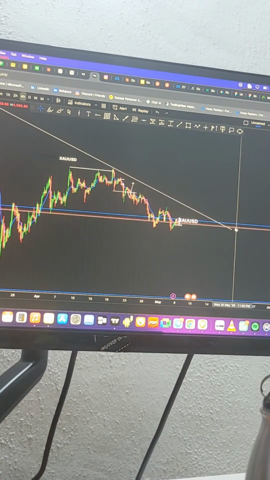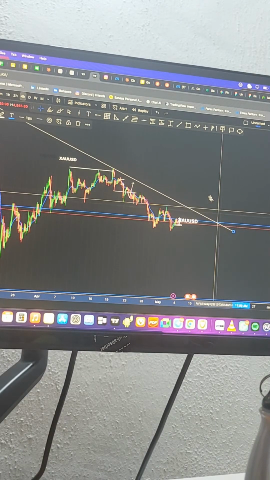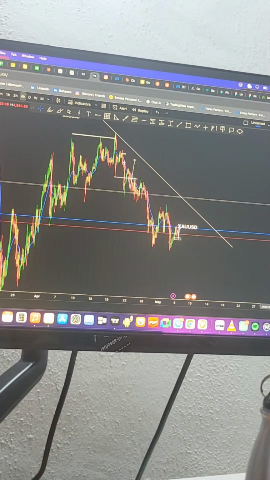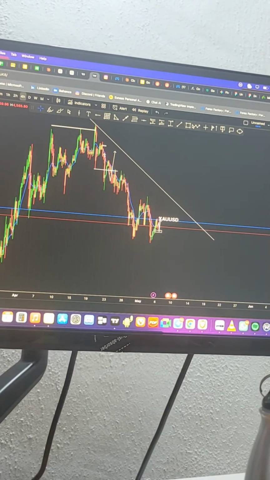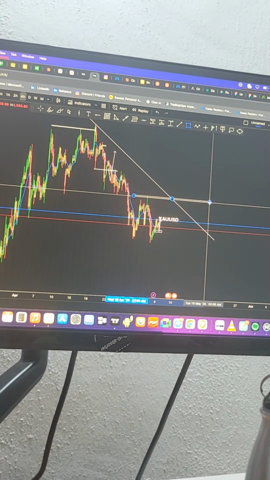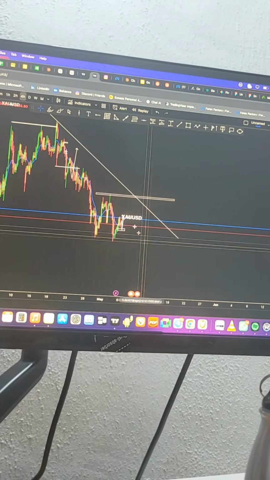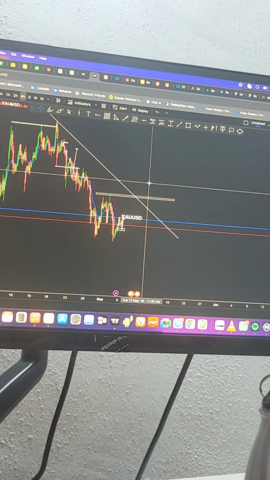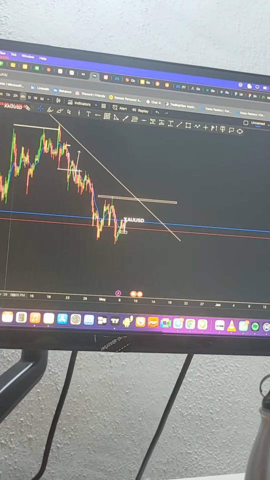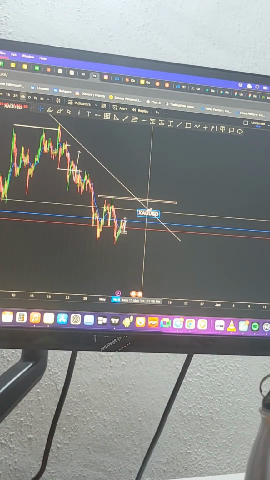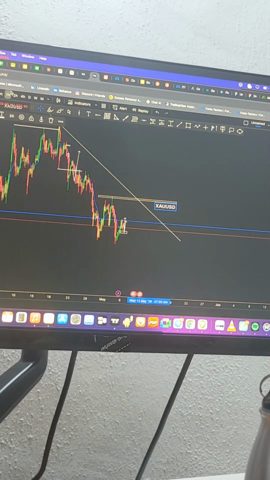So we're going to keep on looking for major sell opportunity on gold unless we see a shift in market structure. See that shift in structure, that is when we'll start looking for major buy opportunity on gold. So currently this is what gold is doing.